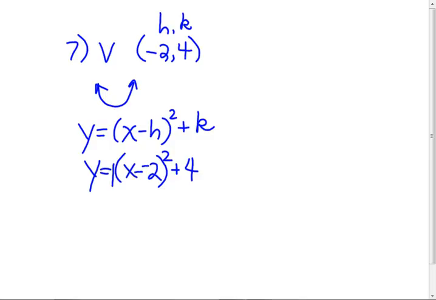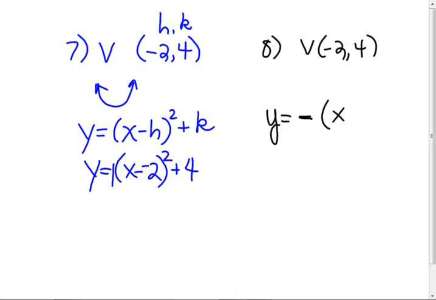No, let's do number 8. We're going to do it right here next to number 7. It's the same thing, the same vertex, but I want it to open down. So it's going to be y equals negative (x plus 2) squared plus 4. The answers are online.